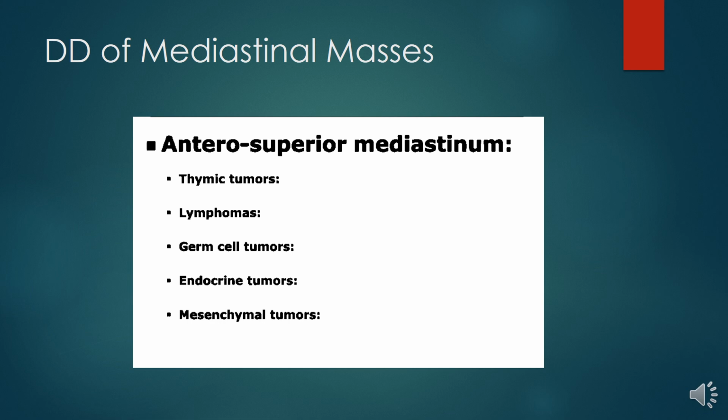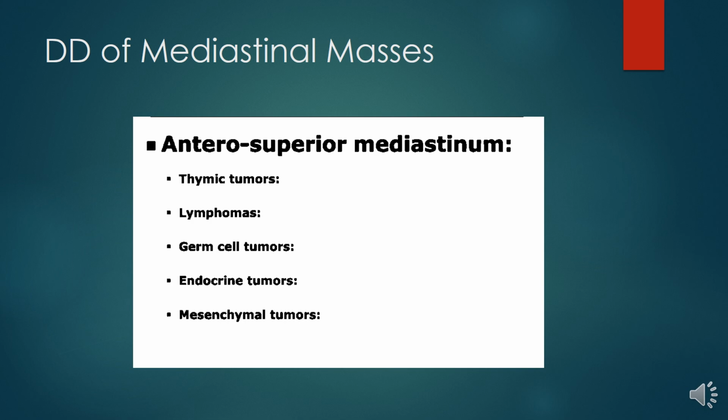So, the differential diagnosis of mediastinal masses in the anterior superior mediastinum includes thymic tumor, lymphomas, germ cell tumor, endocrine tumor, and mesenchymal tumor. If a patient presents with chest pain and investigation shows a 3 centimeter mediastinal mass in a female of middle age, then the differential would be thymoma, germ cell tumor, lymphoma, and thyroid and parathyroid masses.